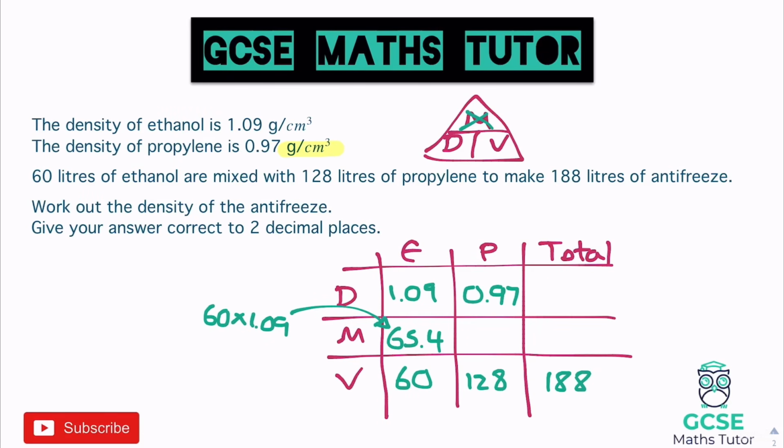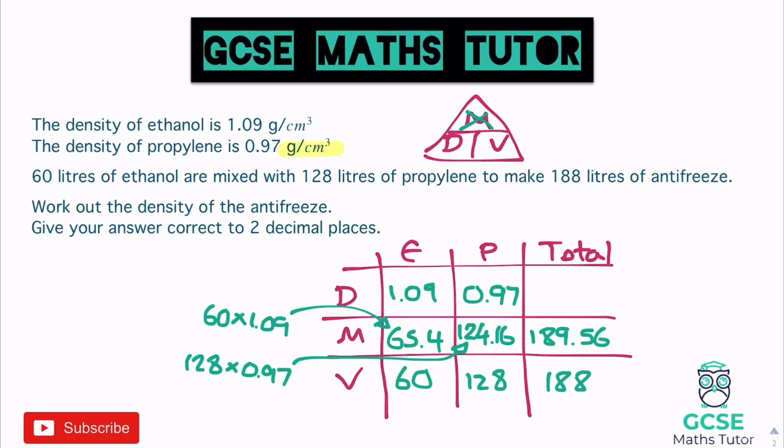Our next one to the side, we've got 128 to do. Multiplied by 0.97. So 128 times 0.97, and that gives us 124.16. There we go. So that gives us a total mass now. We can add those two together. So 124.16 plus 65.4, and that gives us 189.56.